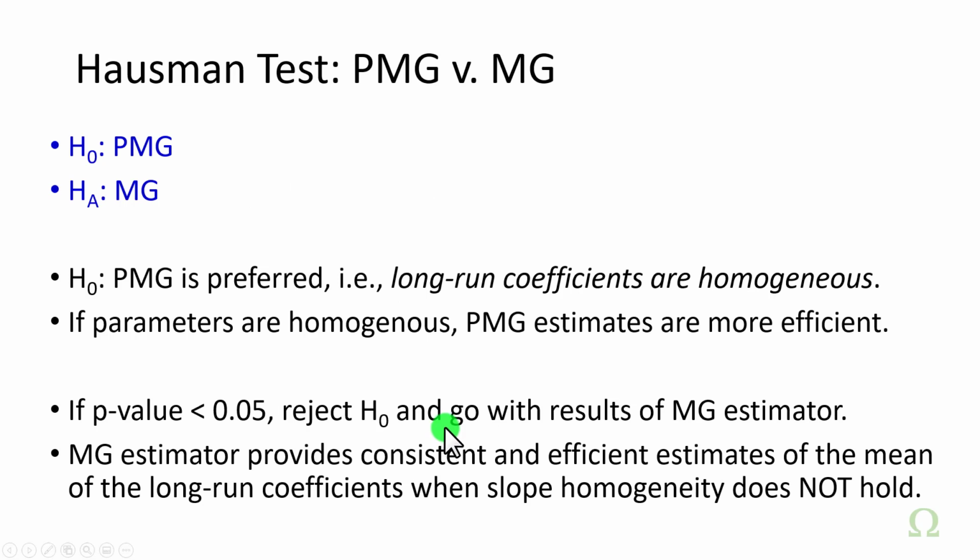And in the case where you've decided to try out a couple of these estimators, specifically the pooled mean group and mean group, you can run the Hausman test to determine which is more appropriate under the null hypothesis that the pooled mean group is preferred in that long-run coefficients are homogeneous. And if you obtain a p-value that's less than 5%, then you're going to be rejecting the null hypothesis that the pooled mean group is good in favor of the alternative that the mean group estimator is more appropriate. Otherwise, you're going to have to roll with a pooled mean group.